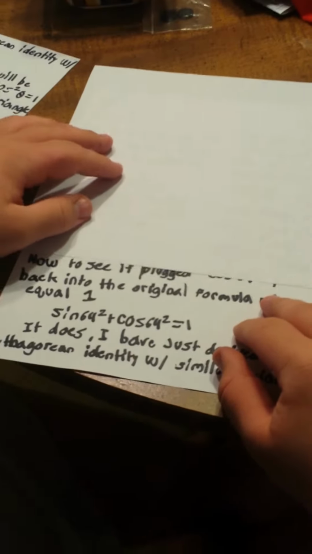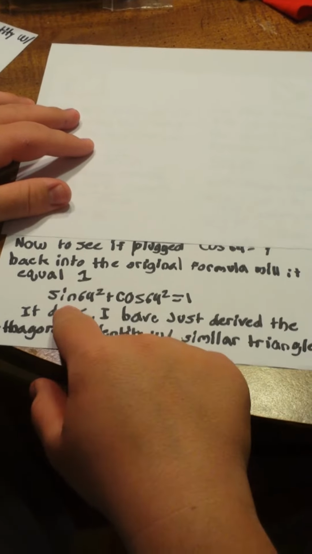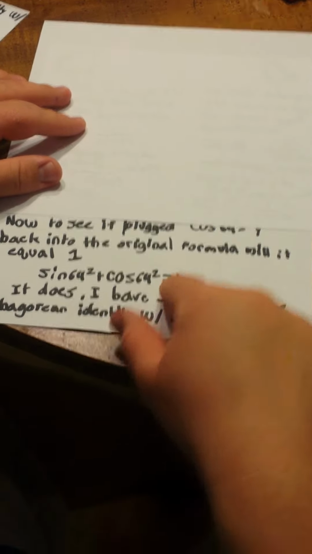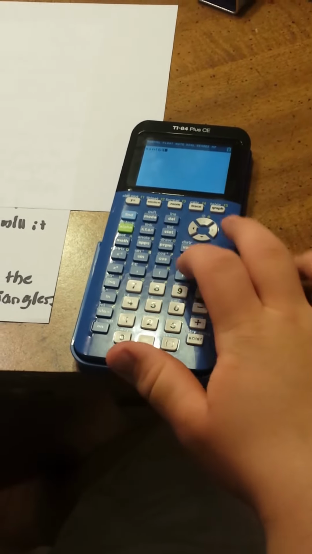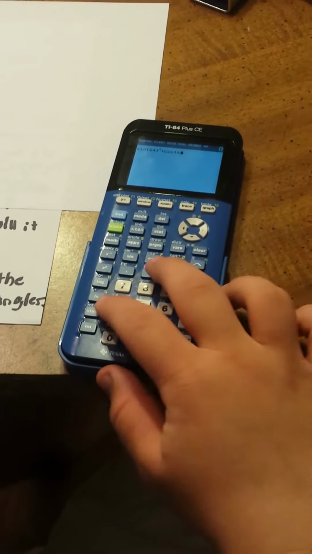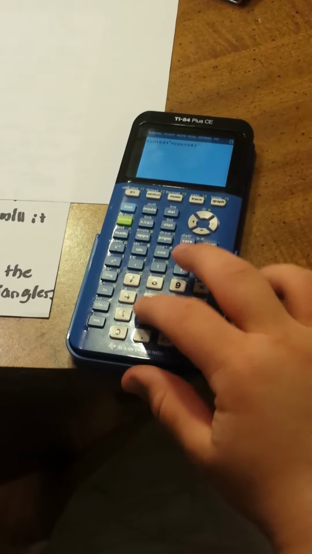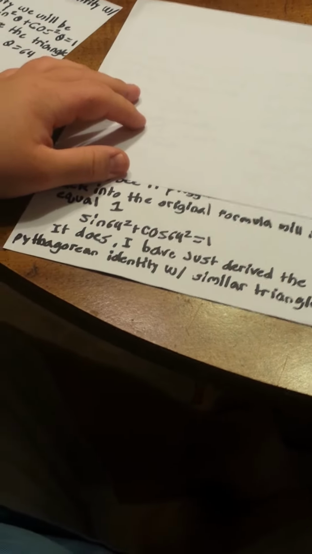Now I need to know if these two together equal 1, so I'm going to plug these back into the original equation, which reads as the sine of 64 squared plus the cosine of 64 squared equals 1. Now to test that, I'm going to put the sine of 64 squared plus the cosine of 64 squared equals 1, and I've just derived the Pythagorean identity using similar triangles.